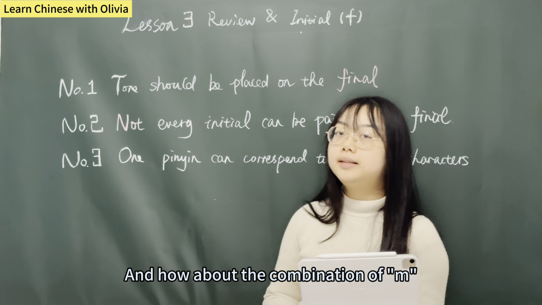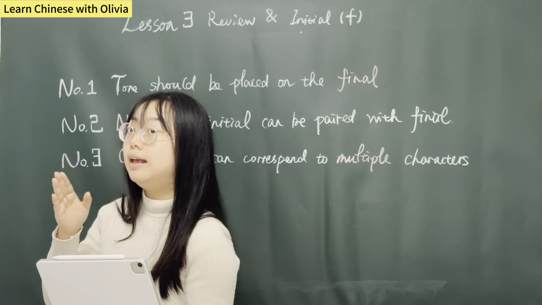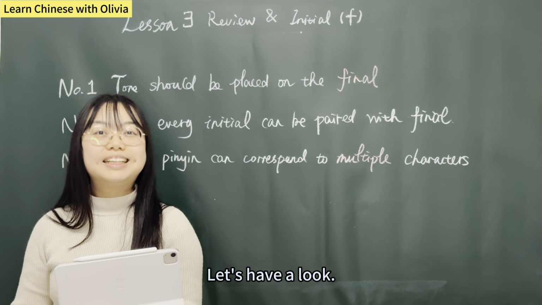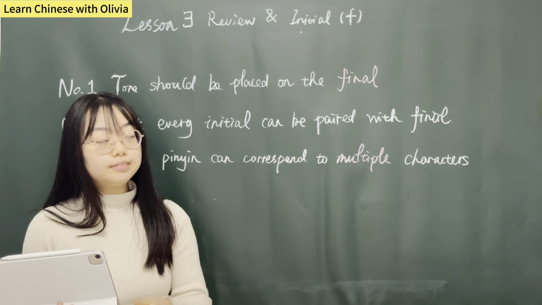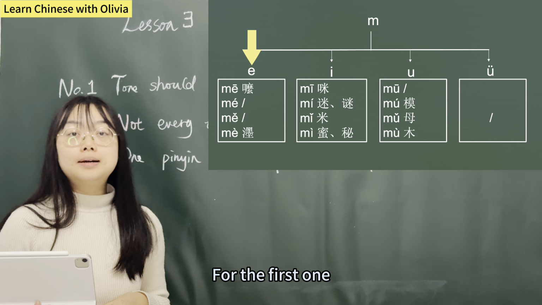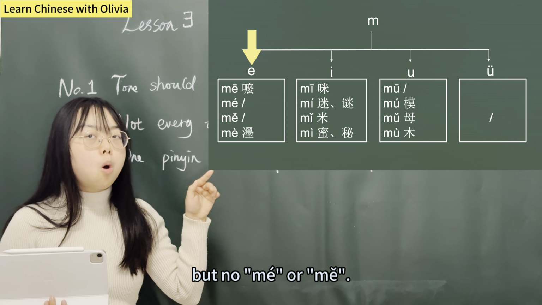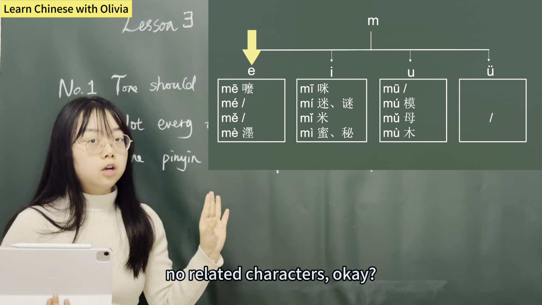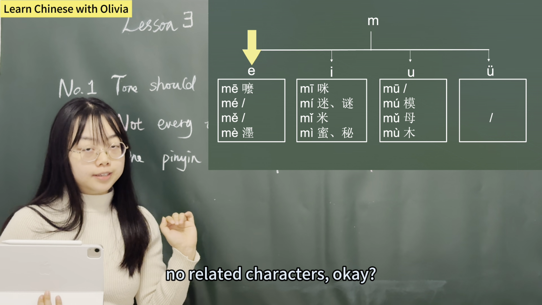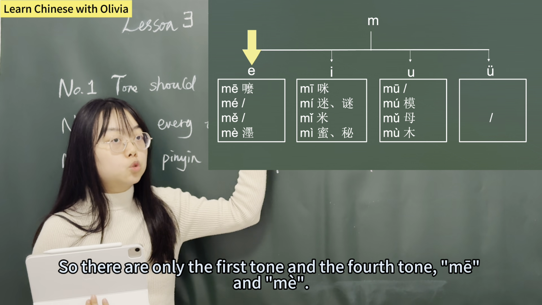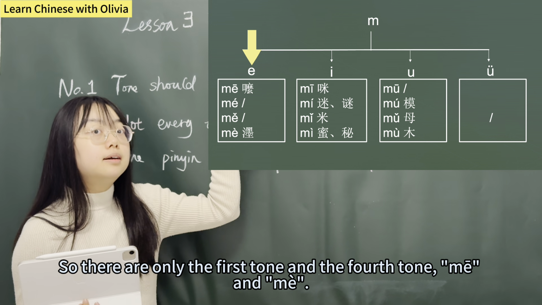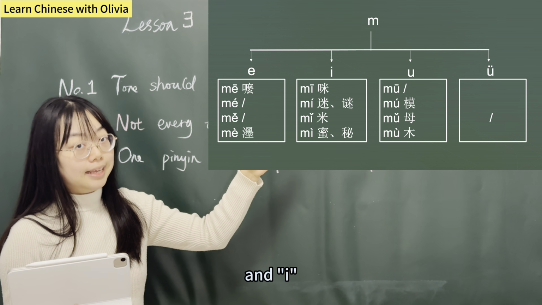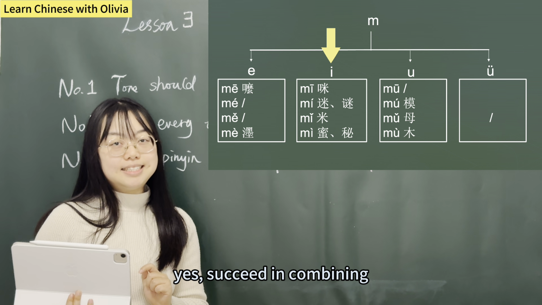And how about the combination of m with e, i, u, ü? Let's have a check. For the first one, m, but no m or m. No response to characters. Okay? So there are only the first one and the fourth one. M and m. How about m and i? Yes, succeed in combining.